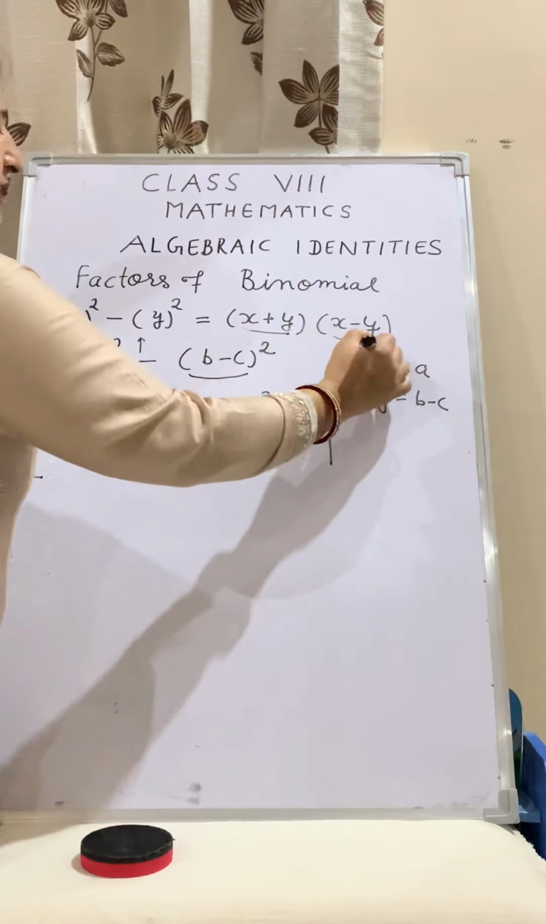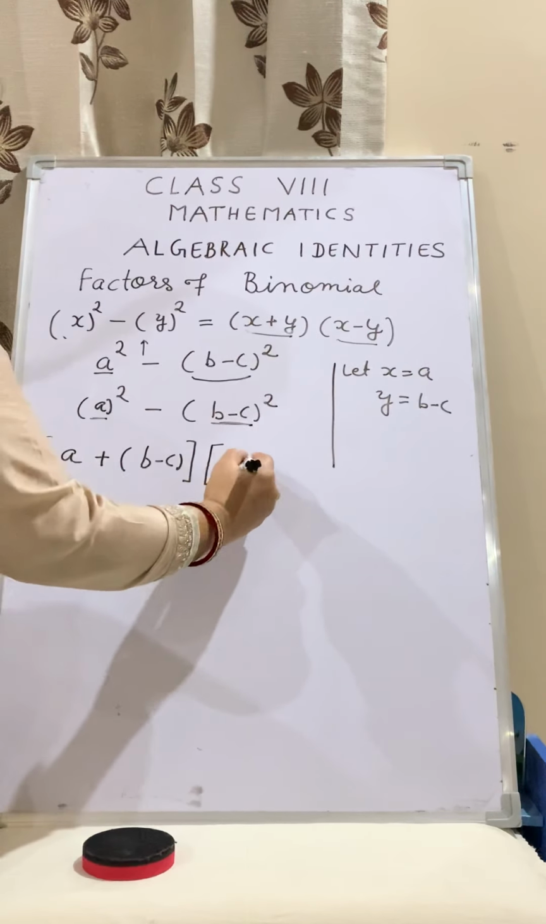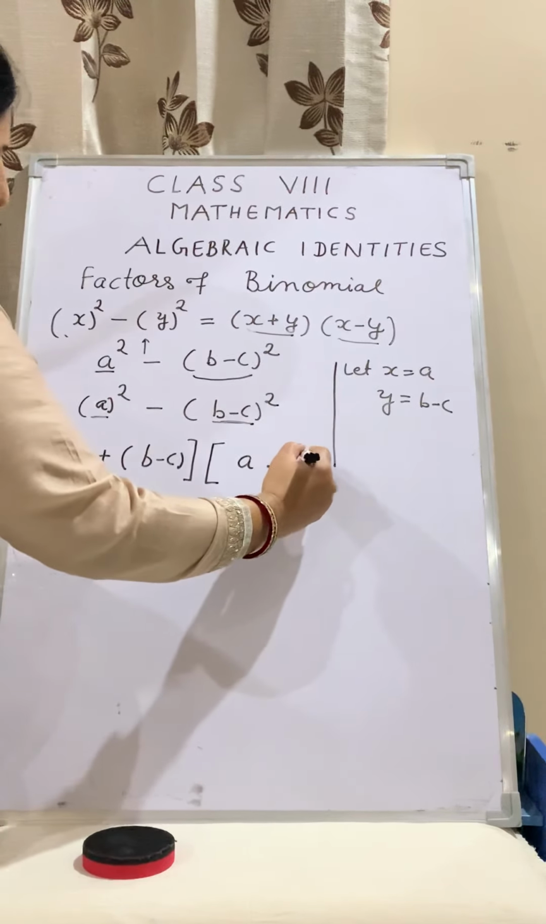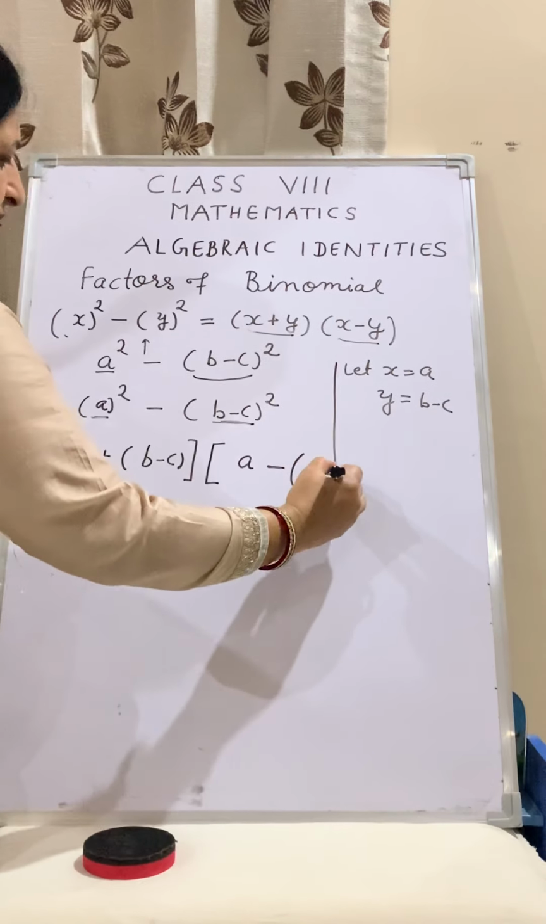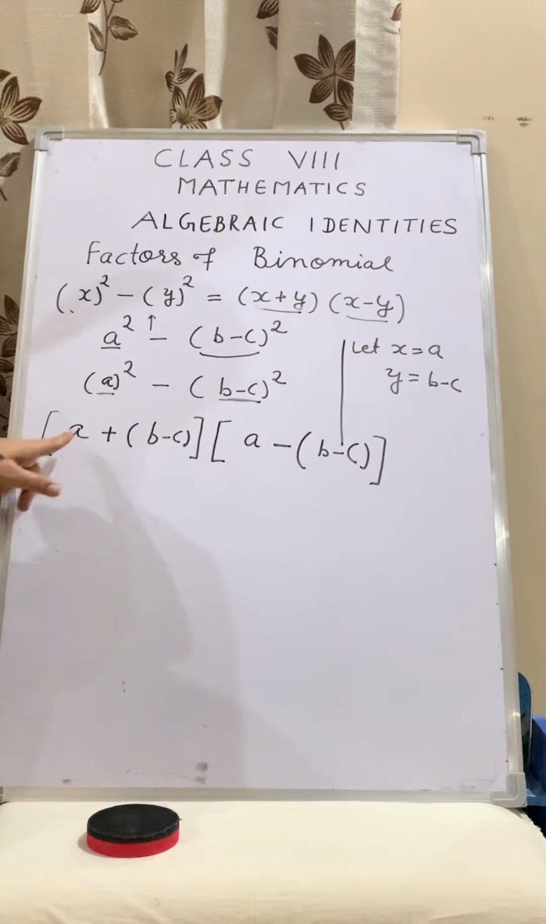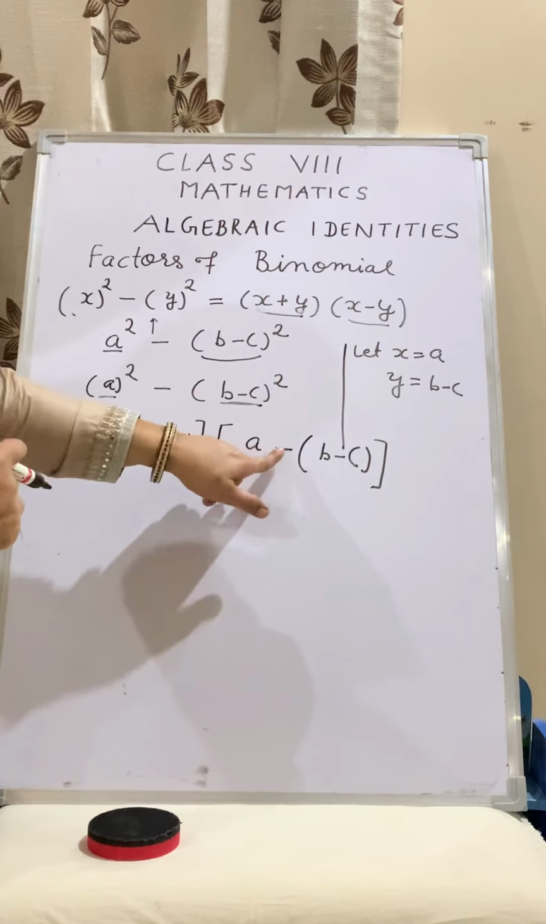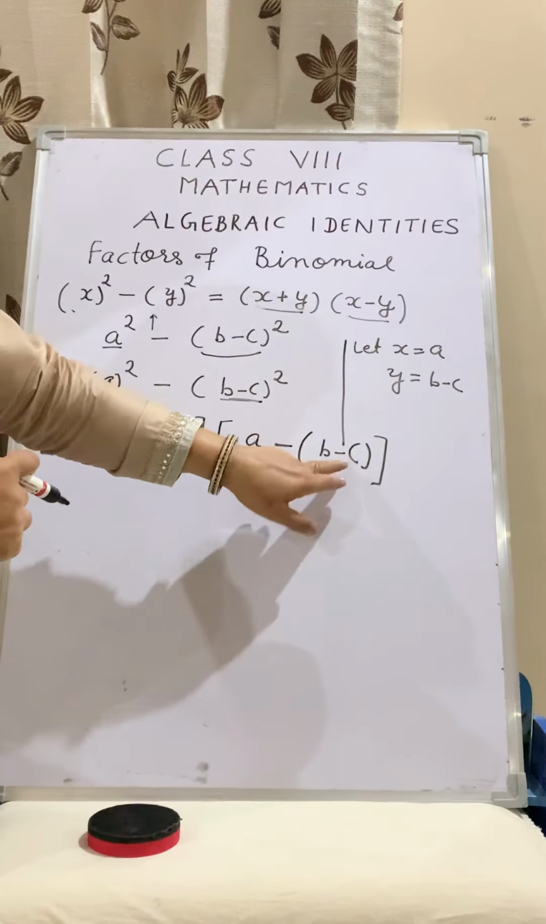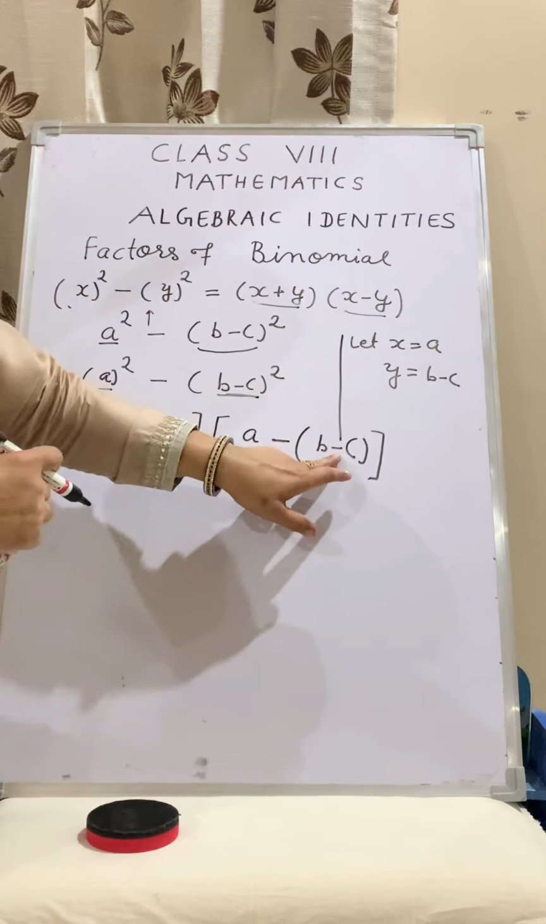And the second factor is first minus second. You have to write the second in bracket. First plus second, first minus second. If the second is a binomial, you have to write it in bracket.